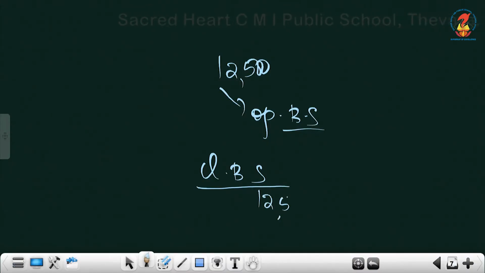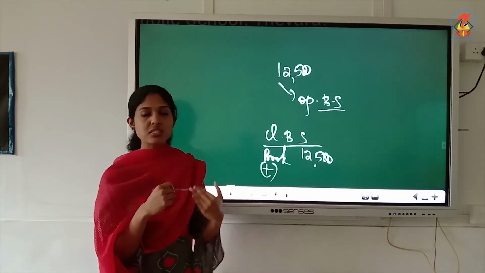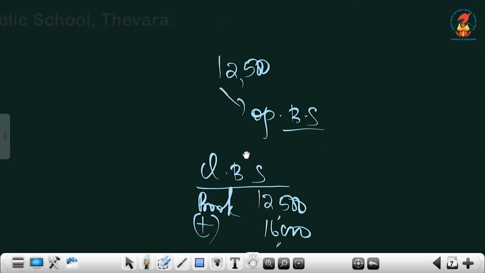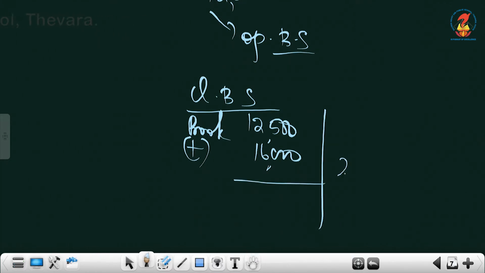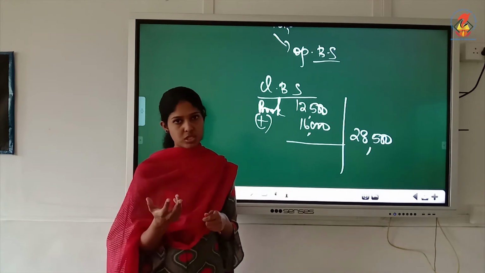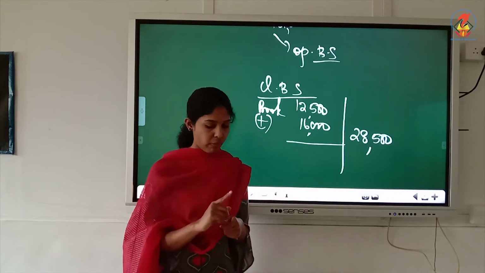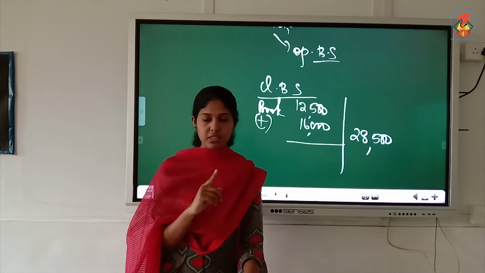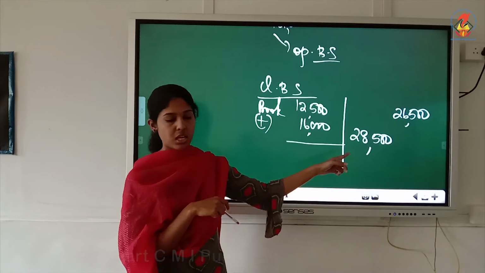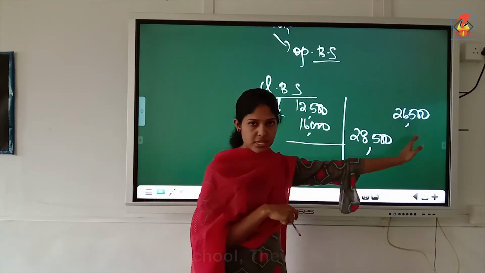Here it is directly given, or else how will you compute the books value? You will write the opening value of books first, then you will write additional purchases during the year. The books worth rupees 16,000 that you purchased during the year, which we will add, and your figure will be 28,500, isn't it? This is how usually we compute the closing value of books. But here in this question, the closing value is directly given. The book's closing value, did you see? 26,500 is given. Actually, what we are supposed to get is 28,500, but what they have given as closing is 26,500.